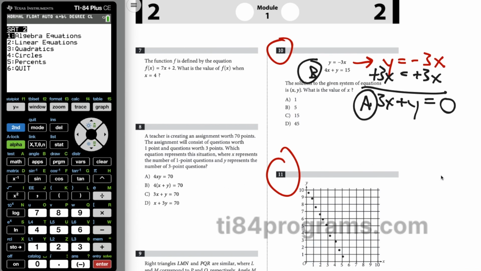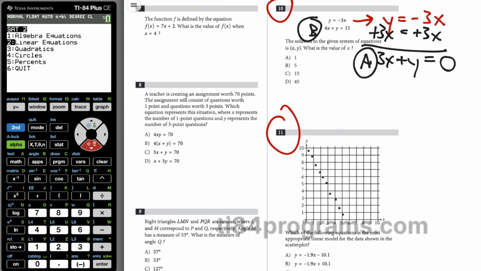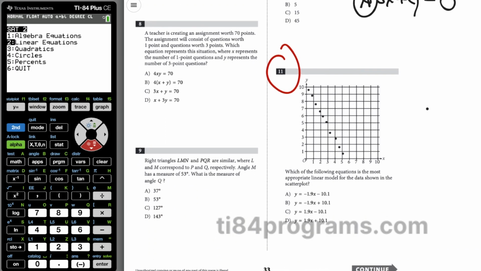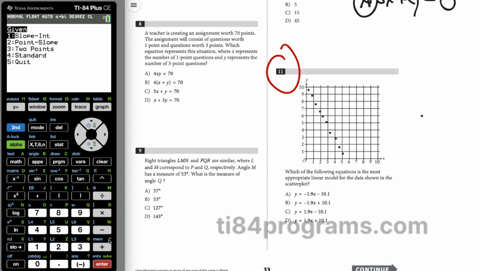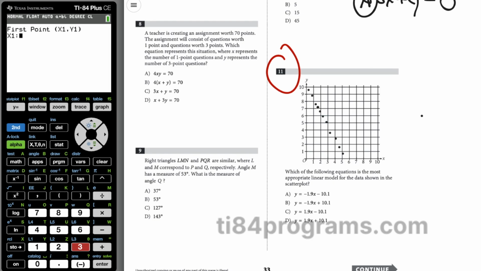Now, one thing we want to do here is for 11, we have to do something to make this work, because we have a linear equation. We're going to actually use the 2 points option to enter the values. Now, one thing you need to know is you want to select points that are pretty close to a corner. So it looks like this is close to the point 1, 9. It's not exactly, but we're just looking to get close here.